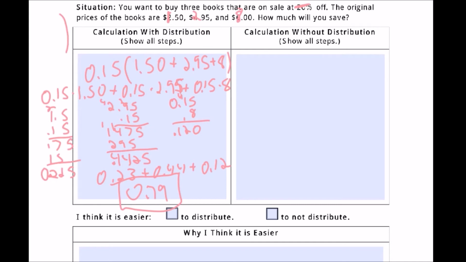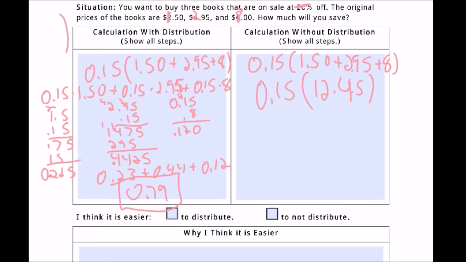Alright, so calculations without distribution. Here what you're going to do is add all this up first inside the parentheses, and then we'll multiply at the end. So 1.50 plus 2.95 plus 8 would be 1.50, 4.45, 12.45. We add that up, and then we're going to multiply that times the 0.15.